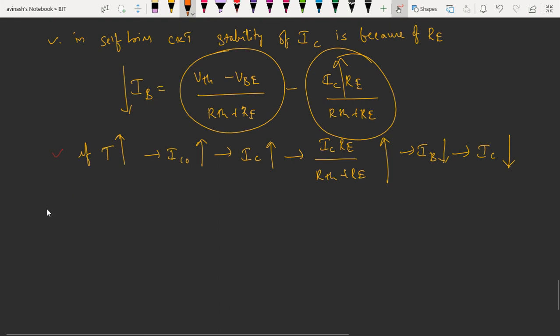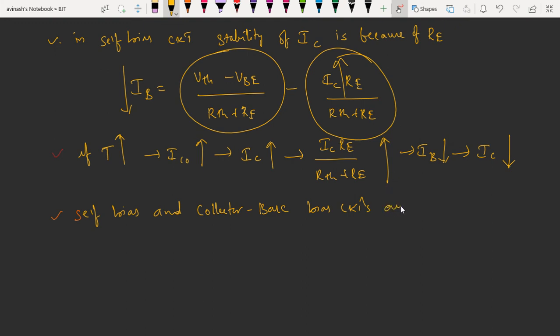I hope this point is clear. Therefore self-bias and collector to base bias circuits are the examples of stabilization methods. Hope you understand these points. Thank you.